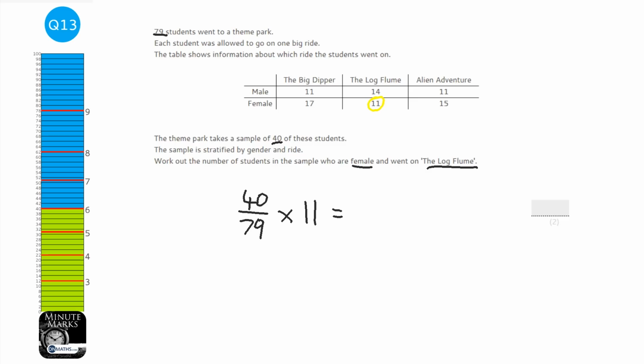So I'll do that on my calculator now. 40 over 79 times 11 equals 5.5692 and so on. Now unfortunately, fortunately, you can't carve up a person, so there's no point of having 5.56 as an answer. You need to make sure that you have an integer as an answer if you're talking about amounts of people or amounts of things.